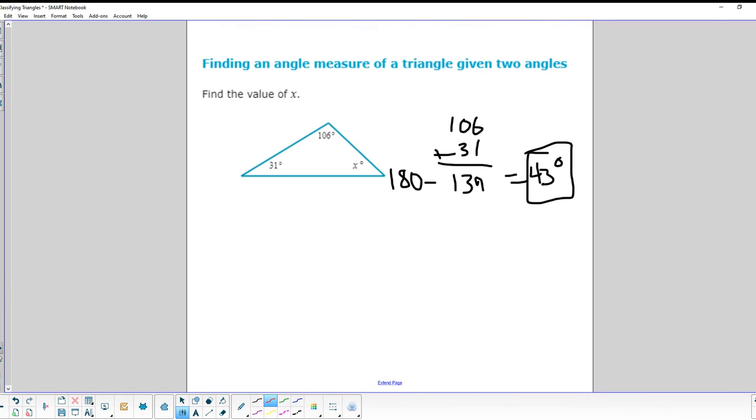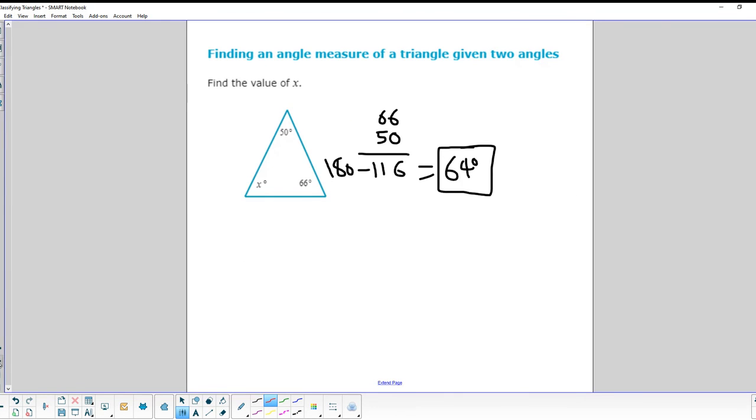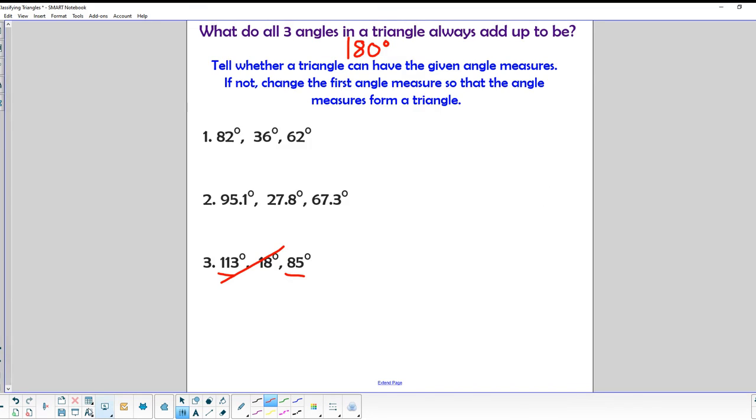So now we can try some of these other ones. Oops, go back. What we're going to do is get a calculator. I got a little carried away, so we'll grab our calculator, and let's go ahead and add those three up. So 95.1 plus 27.8 plus 67.3 equals 190.2. So this is not a triangle.